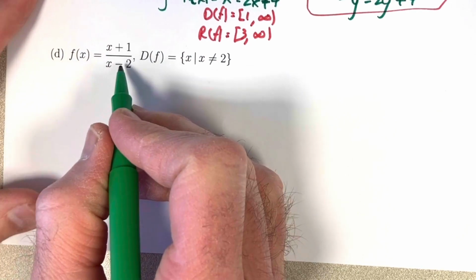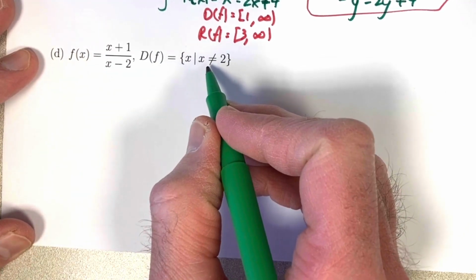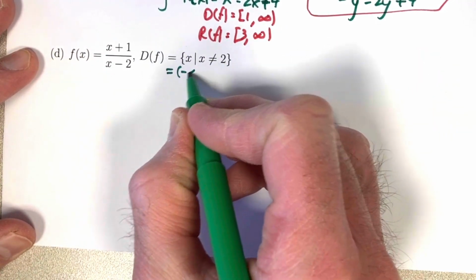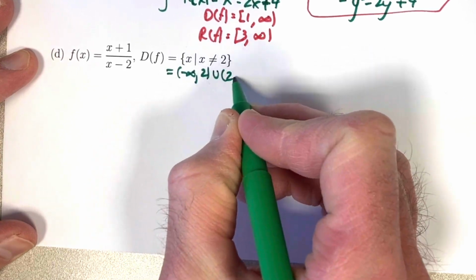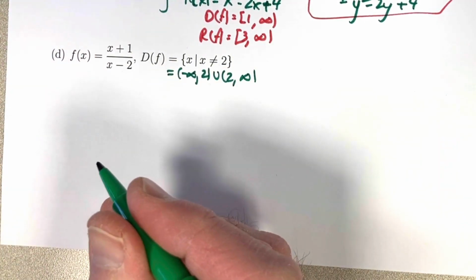Rational function, x plus 1 over x minus 2. The domain is all x where x is not equal to 2. That'll be minus infinity to 2, union with 2 to infinity. It's got a vertical asymptote at 2.